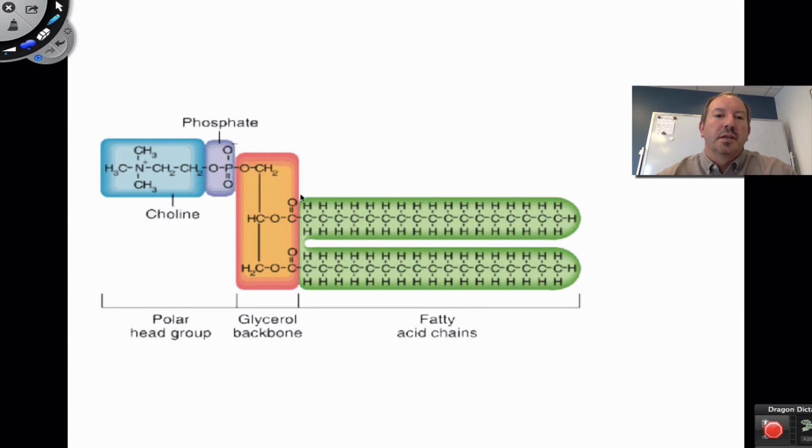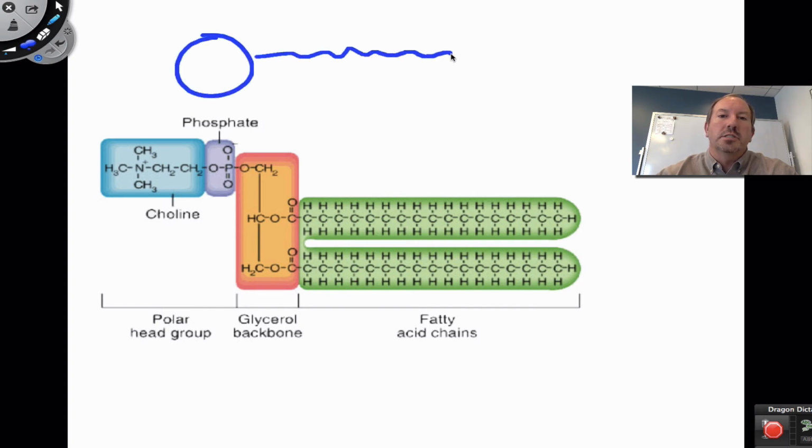Here's a picture. The phospholipid starts off with a glycerol and two fatty acid chains, right here. If you had a third fatty acid, it would be a triglyceride. But if you attach this negatively charged phosphate to the glycerol, this is what you get. When we symbolize this, we kind of go like this. We put a circle and we put these chains like this, representing the fatty acid chains.